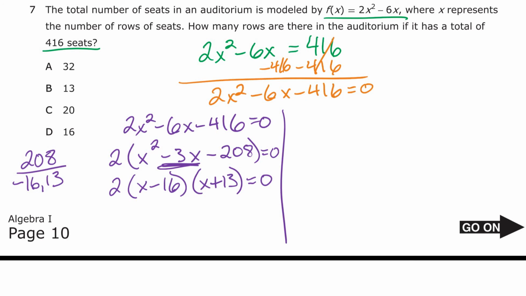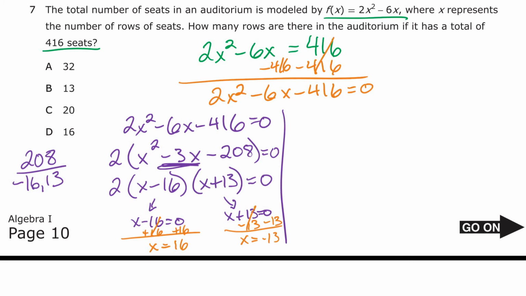And then if we solve both of our binomials, x minus 16 equals 0, x plus 13 equals 0. We then solve: plus 16, plus 16. X is equal to 16 as one of the answers. Minus 13, minus 13. X is equal to negative 13.